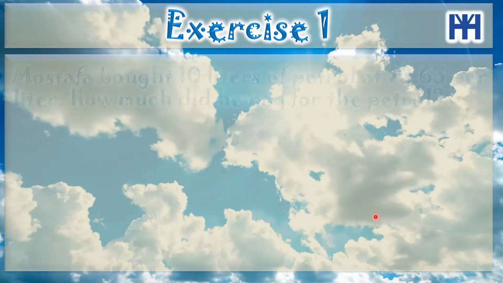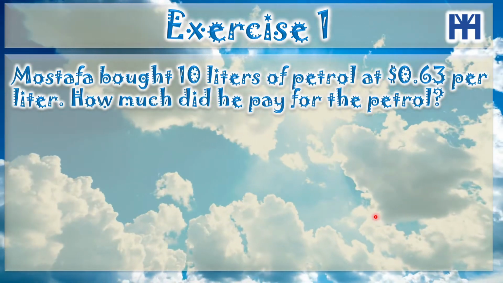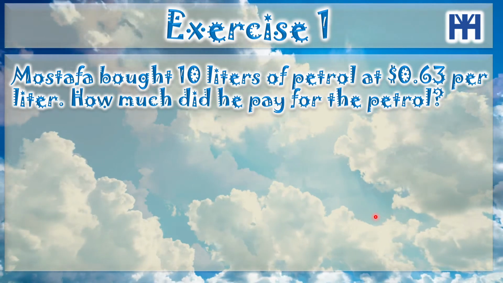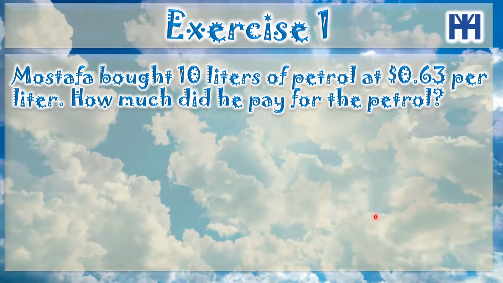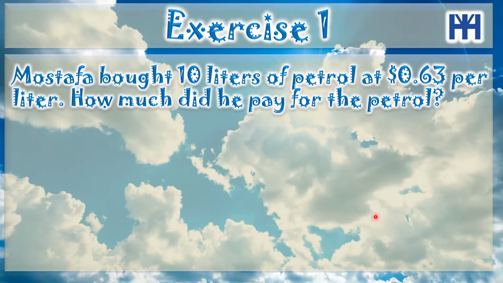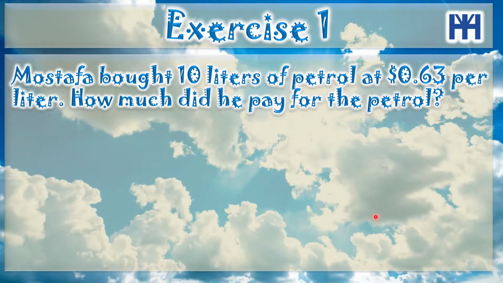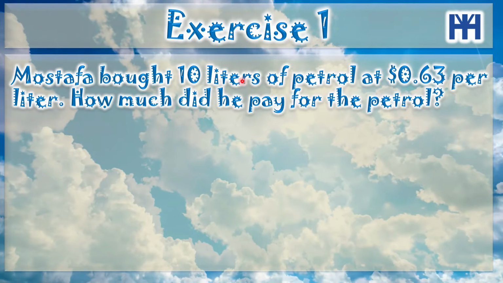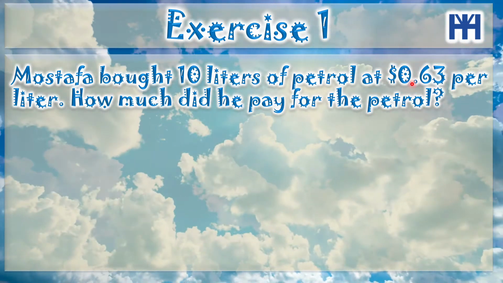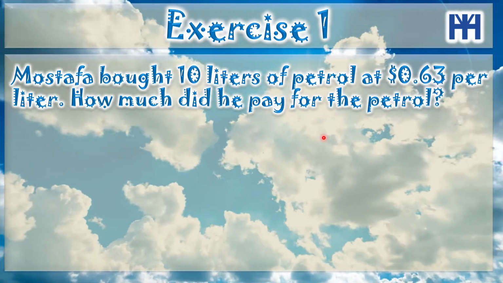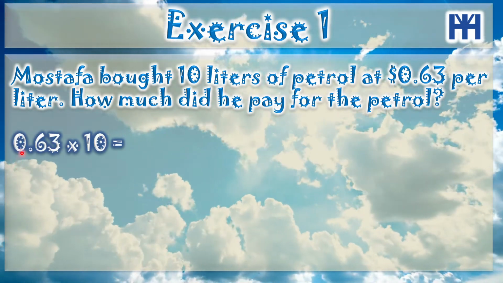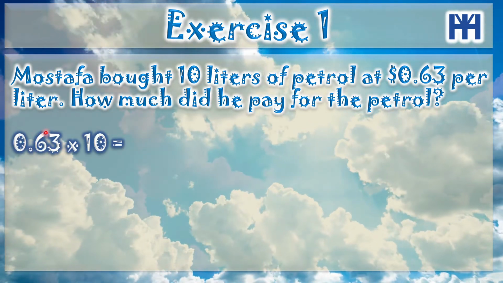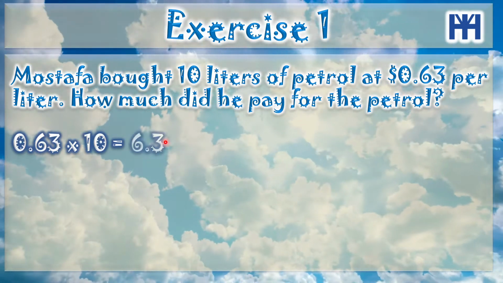Okay, exercise 1. Let's say Mustafa bought 10 liters of petrol at $0.63 per liter. How much did he pay for the petrol? So in total he bought 10 liters and the price of 1 liter is $0.63. So you multiply 10 and 0.63, and the decimal point will jump to the right once, so it will be 6.3.